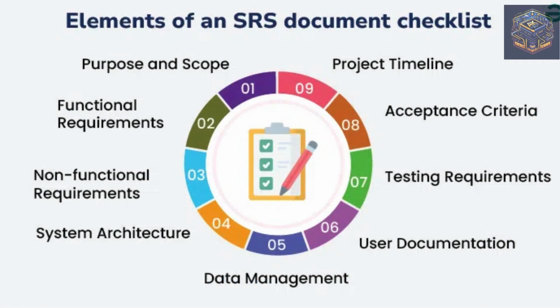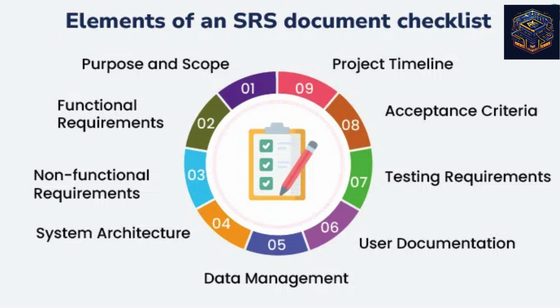An SRS, or Software Requirements Specification document, is essential for outlining both functional and non-functional requirements. It acts as a blueprint for the software and serves as a reference for stakeholders. However, crafting an SRS that is both detailed and accurate can be challenging, and this is where an SRS checklist proves invaluable.